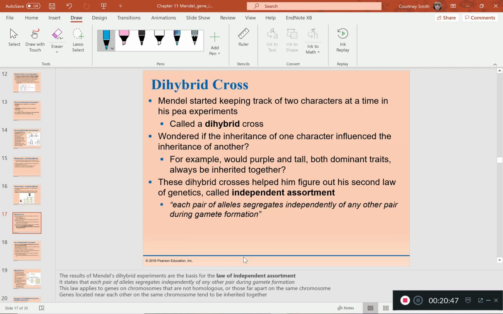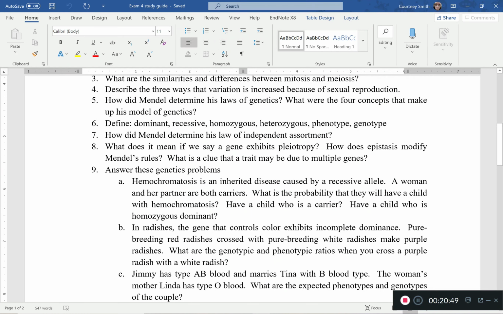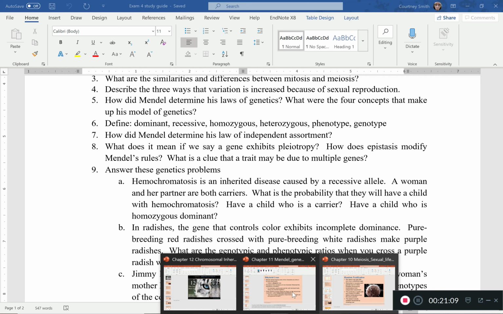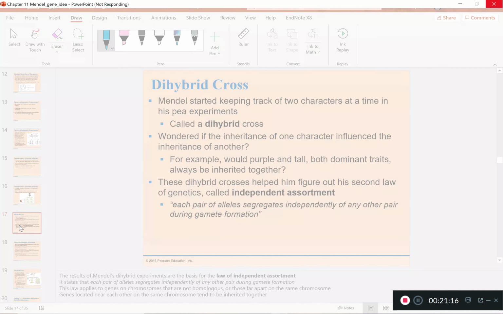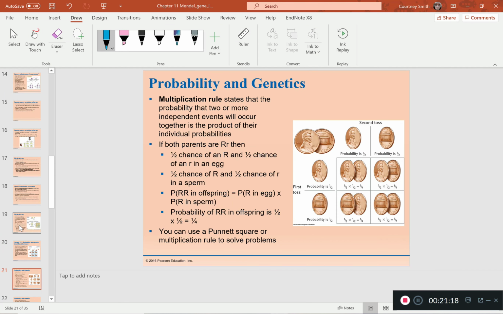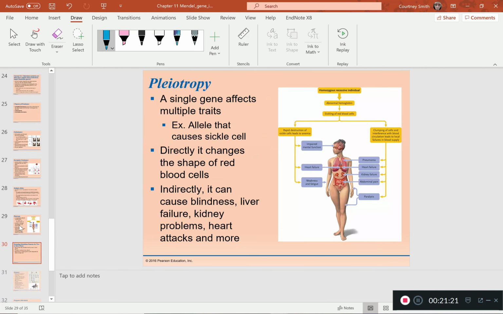So let's talk about number 8. Number 8 is, what does it mean for a gene to exhibit pleiotropy? And then how does epistasis modify the Mendelian rules? And then what is a clue to a trait that may be due to multiple genes? So that can also be answered from chapter 11. Okay. So let's go all the way down.